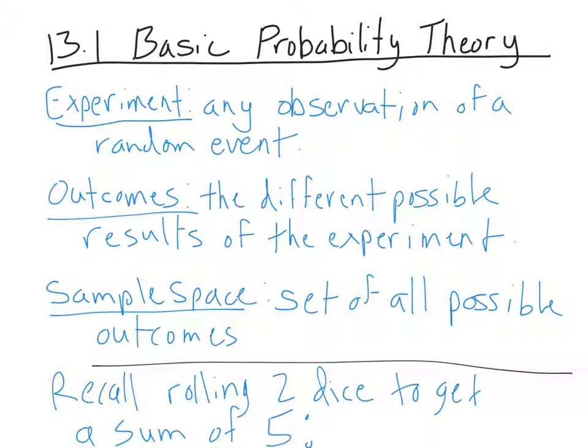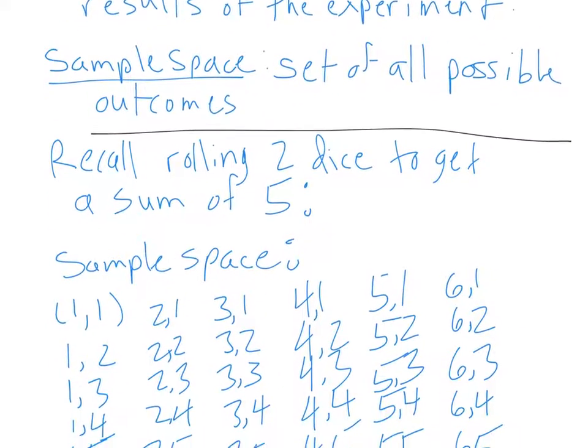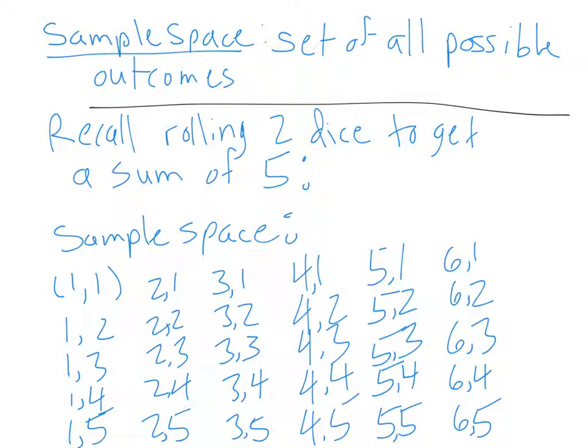So the first thing is an experiment. This is any observation of a random event. For example, this could just be rolling a dice and seeing what number comes up. The outcomes are the different possible results of the experiment. So if you roll a dice, there are 6 different numbers that could show up. And the sample space is the set of all possible outcomes. So again, if you roll a dice, your sample space is the set of 1, 2, 3, 4, 5, and 6.